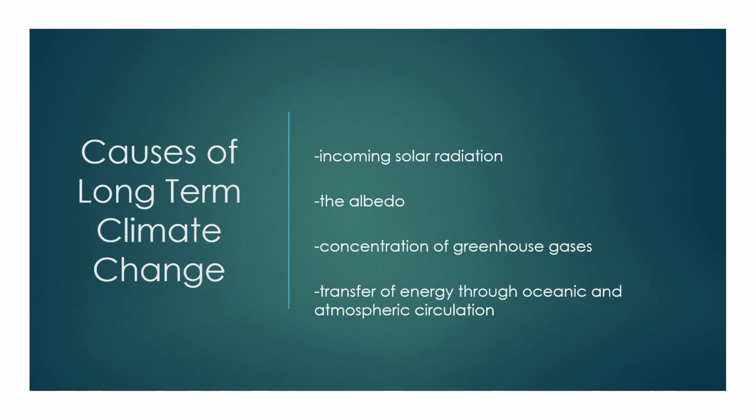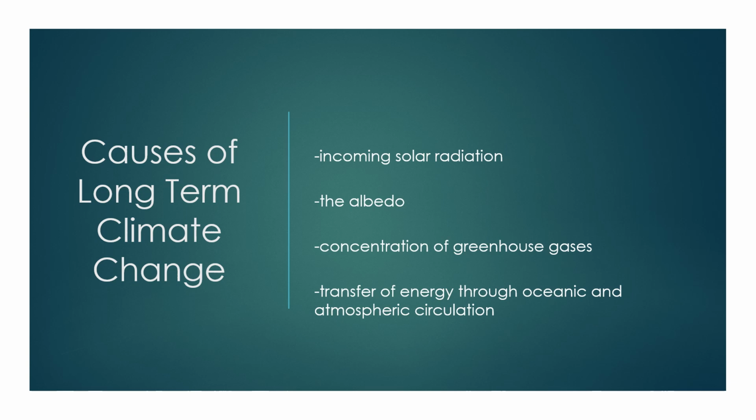How much is trapped, that concentration of greenhouse gases, how much of that warmth, of that heat energy, is trapped within the lower portion of the atmosphere, right? And then the transfer of energy throughout oceanic and atmospheric circulation. So these are just an example. There are a number of mechanisms which are likely to have had a role in past climate change and that are happening as well today.